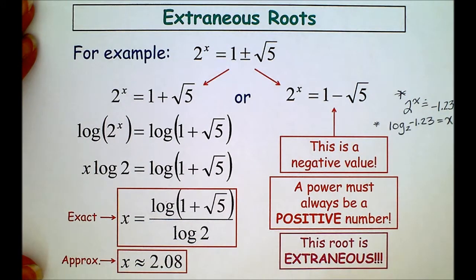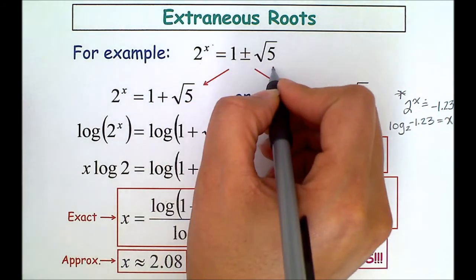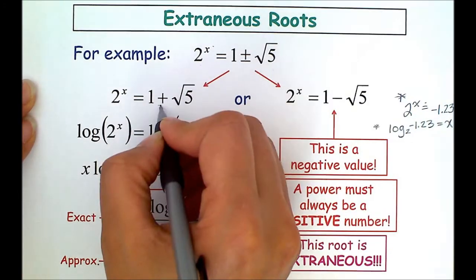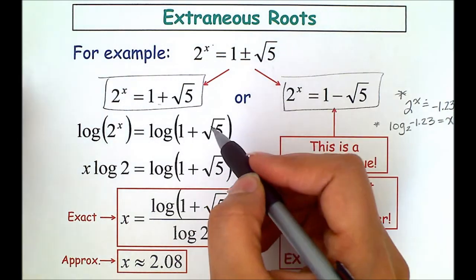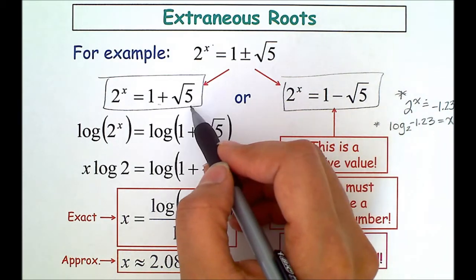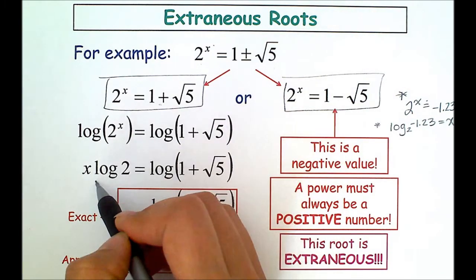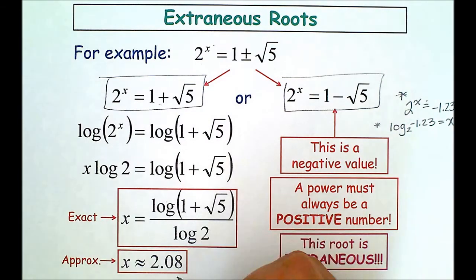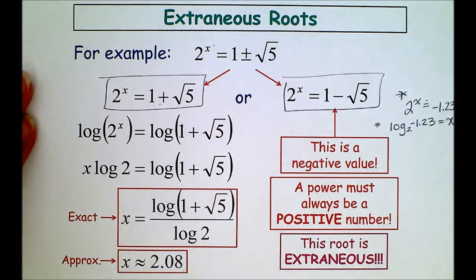For example, if you end up getting 2 to the exponent of x equals 1 plus or minus the square root of 5, this means you have two solutions. You have 1 plus the square root of 5, and you have 1 minus the square root of 5. If I continue with 1 plus root 5, I can look at it as a single term because it just represents a number. If I take the logarithm of both sides, use the power law, and rearrange to solve for x, I get x is approximately 2.08. This one is fine because I can actually do 2 to the exponent 2.08 and get a proper solution.